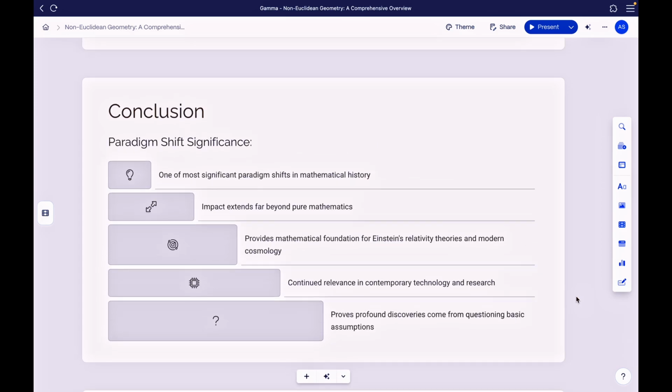Our conclusion is that this is one of the biggest shifts in mathematical history, and its impact extends far beyond pure mathematics, similar to imaginary numbers. This provides the mathematical foundation for Einstein's relativity theorems and modern cosmology. It has continued relevance in contemporary technology and research, basically meaning it's not done yet, and it's still at the frontier of everything we do today. This proves that profound discoveries, huge, almost universe-shifting discoveries, come from questioning the most basic assumptions that common sense says should be true.